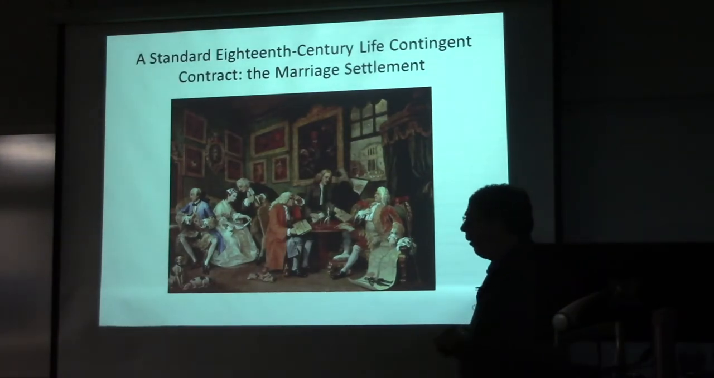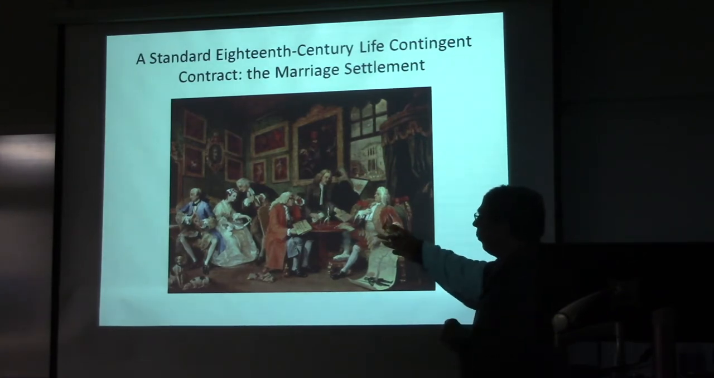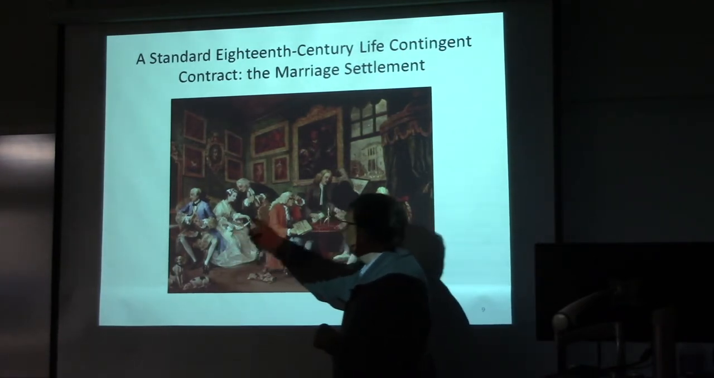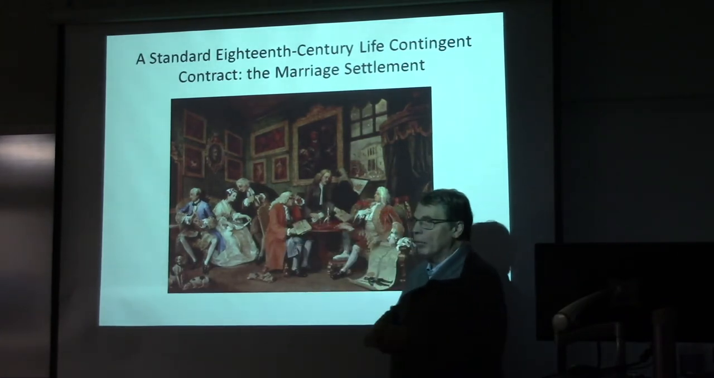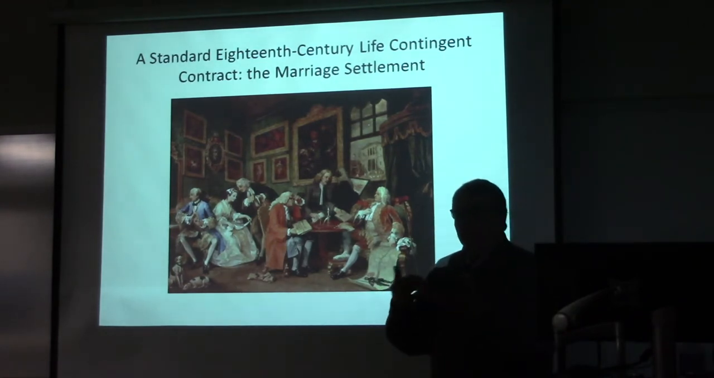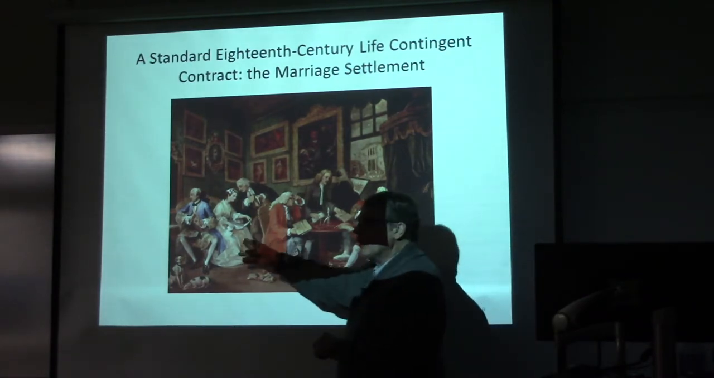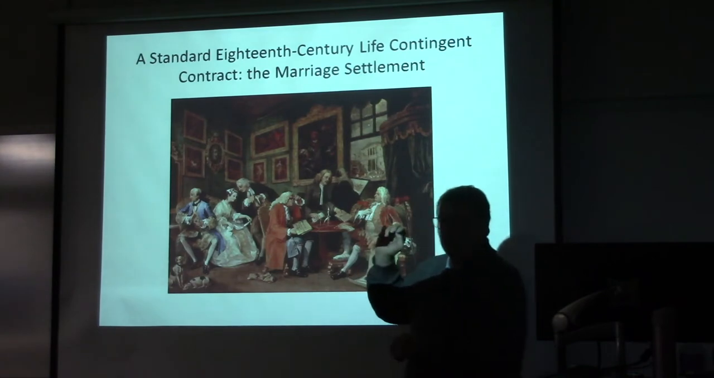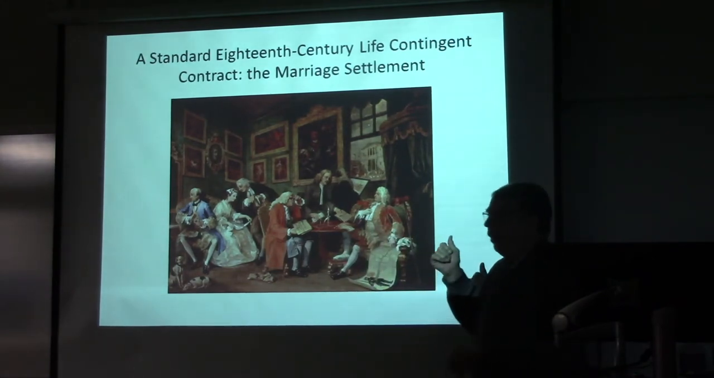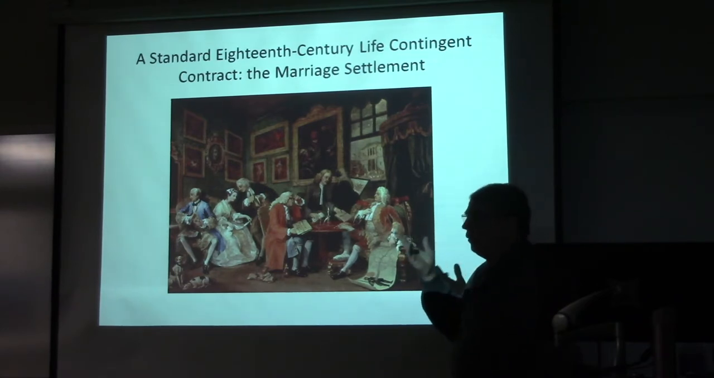This is an example of a marriage contract. This is a painting by William Hogarth. We have the aristocrat getting ready for his son to marry this woman who is the daughter of a merchant. The merchant is bringing money into the family, and so essentially she's being sold off because he wants a title for his grandson. So that's the nature of the Hogarth satire.